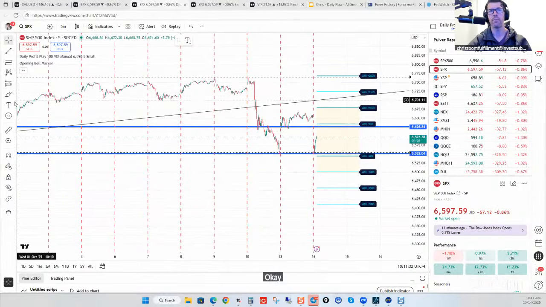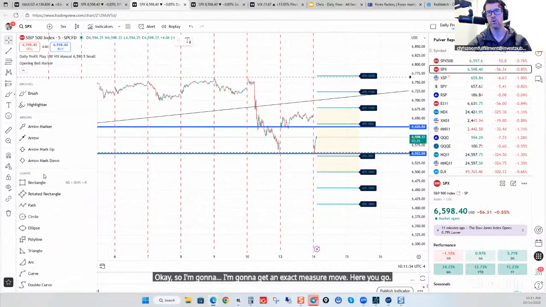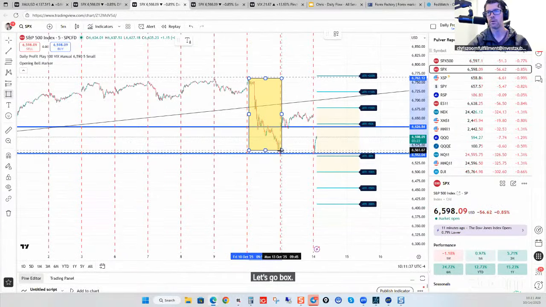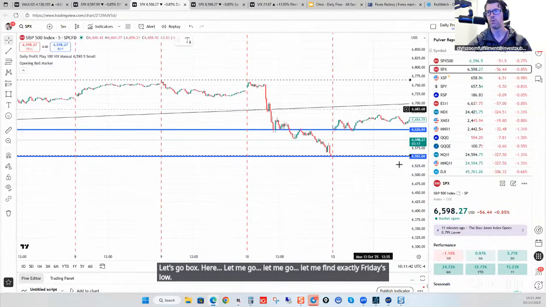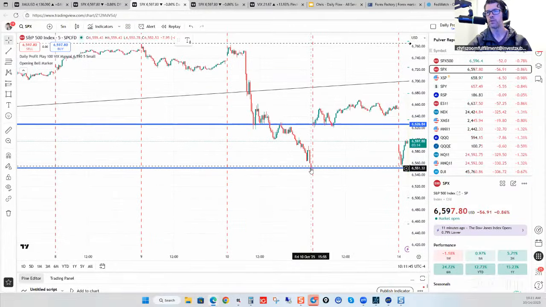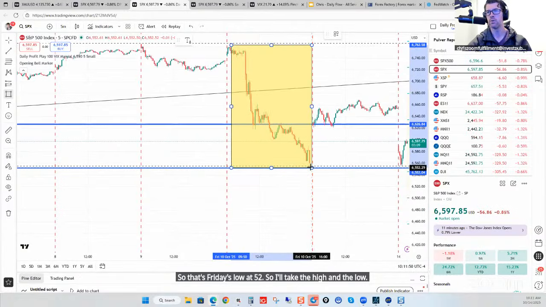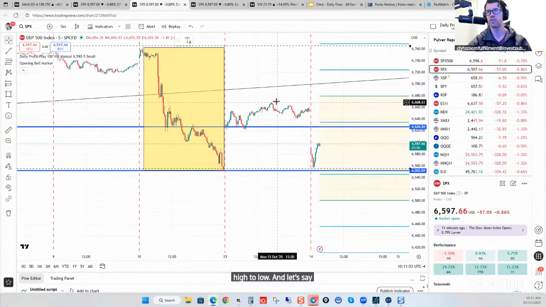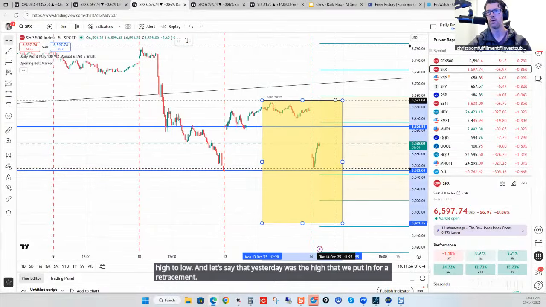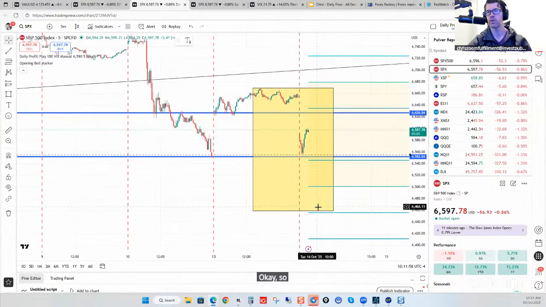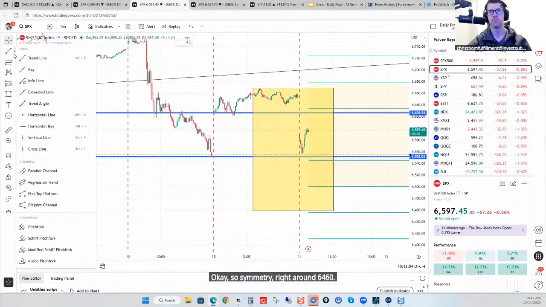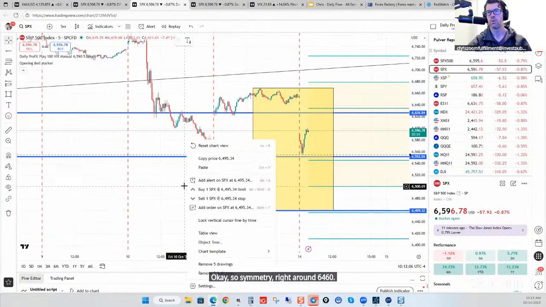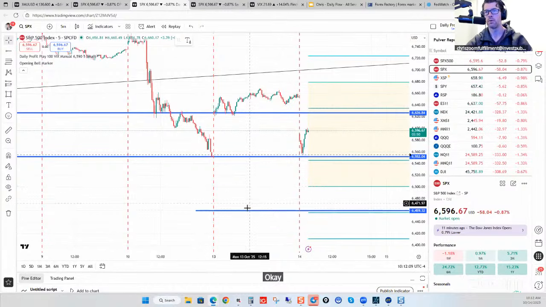Okay, so I'm going to get an exact measured move. Here you go. Let's go box here. Let me find exactly Friday's low. So that's Friday's low at 52. So I'll take the high and the low, high to low. And let's say that yesterday was the high that we put in for a retracement. Okay, so symmetry is right around 64.60. Okay, so I'll label this one.